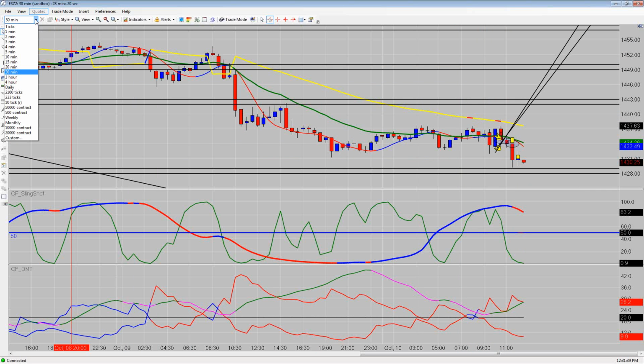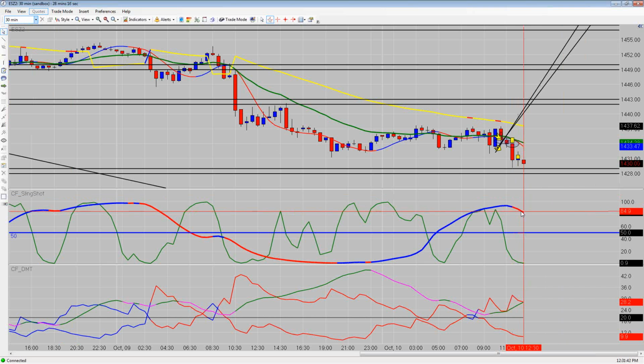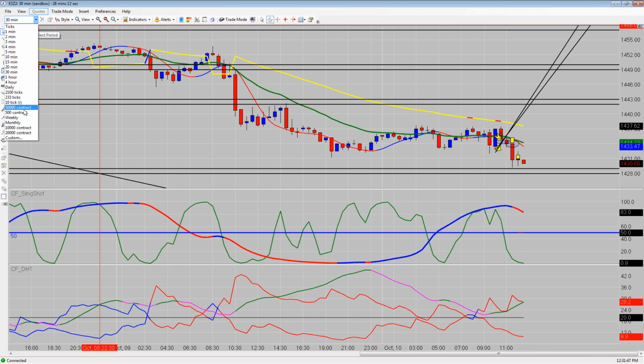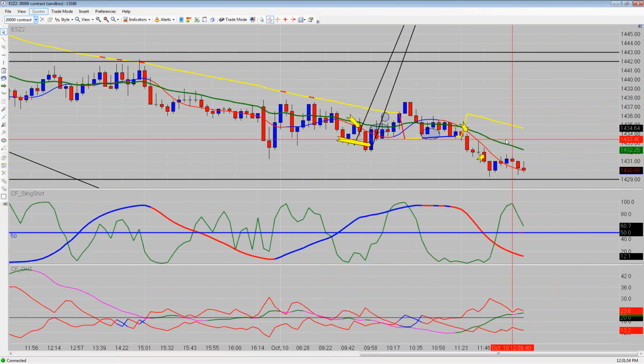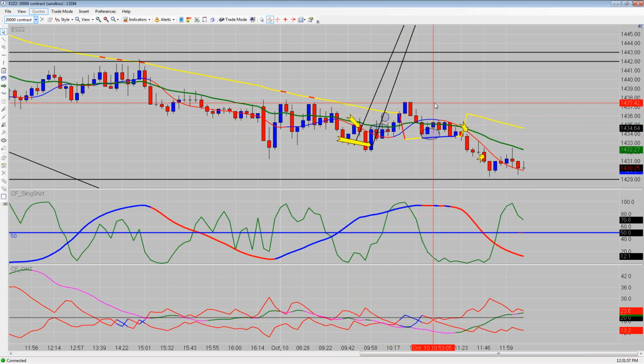It's got some bullish divergence right now, though the cycle is headed down quite a bit. It suggests that it's probably going to keep going down, and the divergence is probably going to go away. Okay, let's look at this on a couple other time frames. 20,000 contract. Here was what we did this morning.